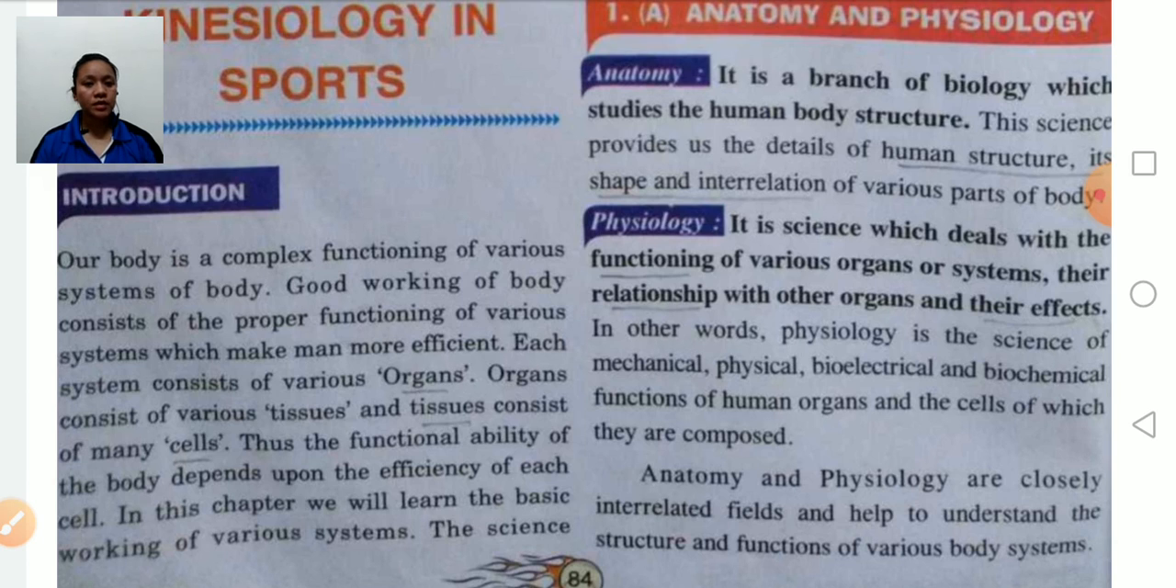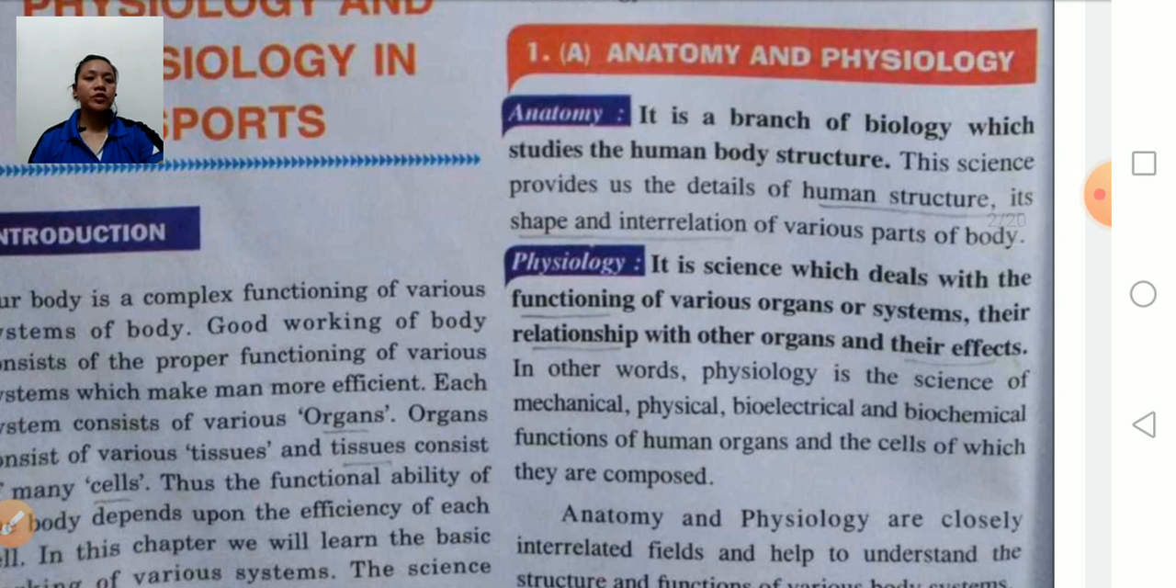Each system consists of various organs, each organ consists of various tissues, and tissues consist of many cells. Means a group of cells makes a tissue, a group of tissues makes an organ, a group of organs makes an organ system, and a group of organ systems makes a human body. Therefore, the functional ability of the body depends upon the efficiency of each cell. In these chapters, we learn the basic working of various systems.